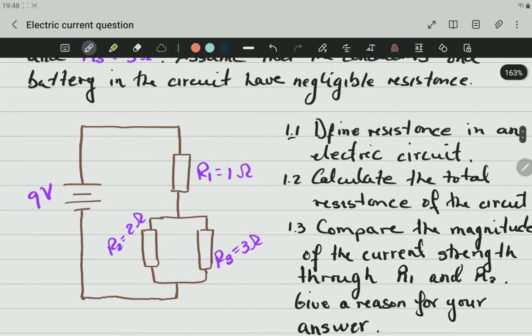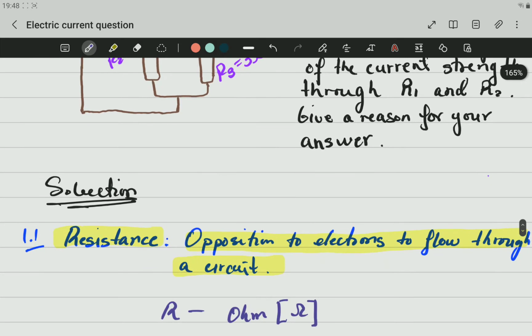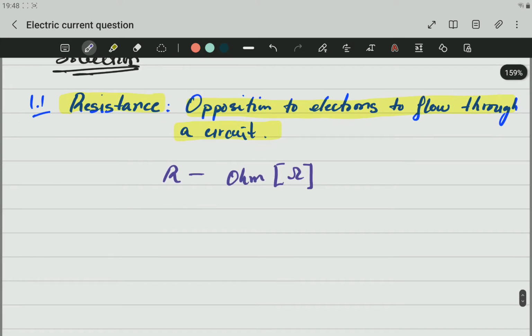Now, in the second question, they say calculate the total resistance of the circuit. Now, remember there is no internal resistance here. It's not part of the syllabus for grade 10. So we have to calculate the total resistance. We need to know that for the total resistance of the circuit, we are only working with the external circuit. There's no internal resistance in this specific one.